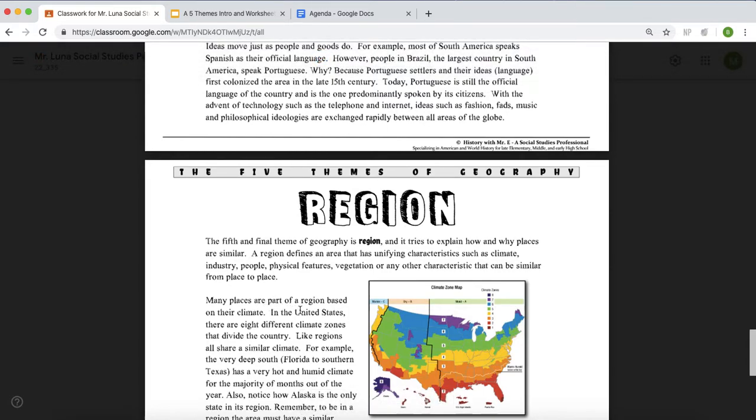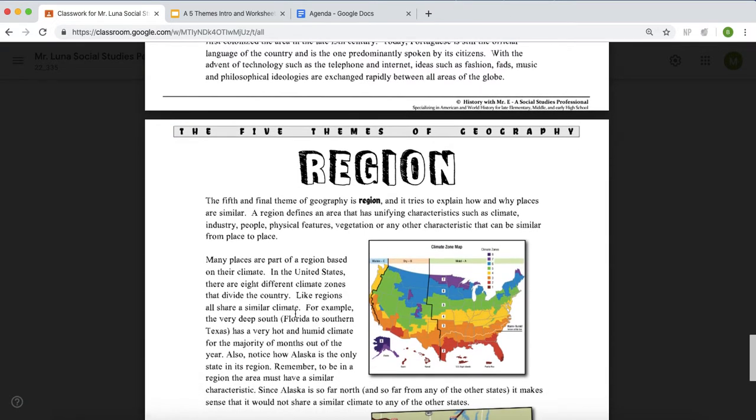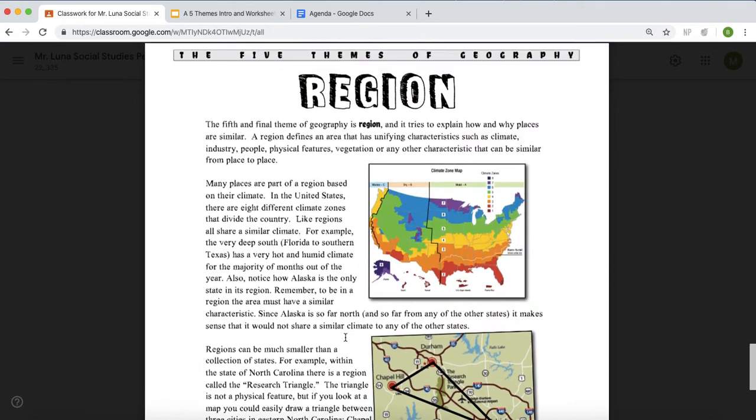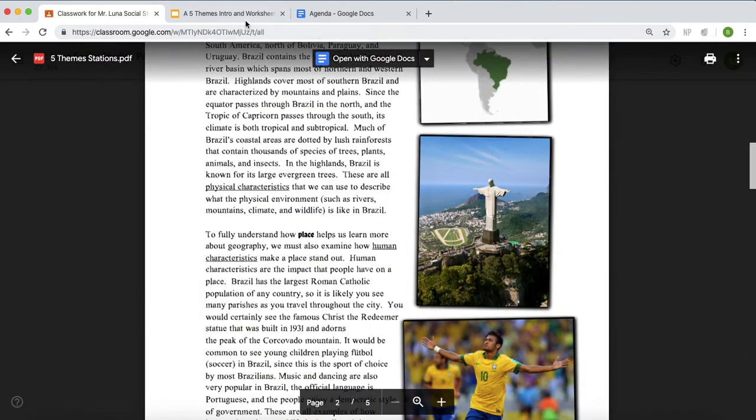So many places are part of a region based on their climate. In the United States, there are 8 different climate zones that divide the country. Like regions, all share a similar climate. For example, the very deep south, Florida to southern Texas, has a very hot and humid climate for the majority of months out of the year. So make sure you read this again before you go on to the next step.